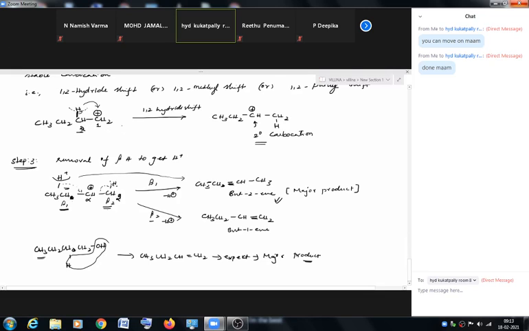Got it? Why was this an exception? Because the expected product is not the major product. This is what we expect. But in reality, the most substituted alkene, that is but-2-ene, will be the major product.